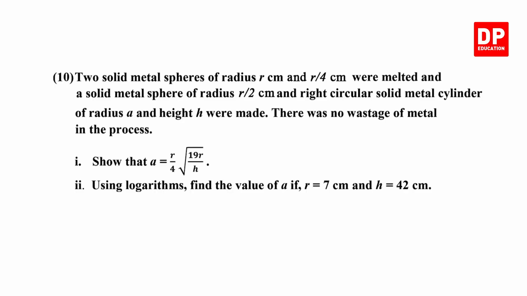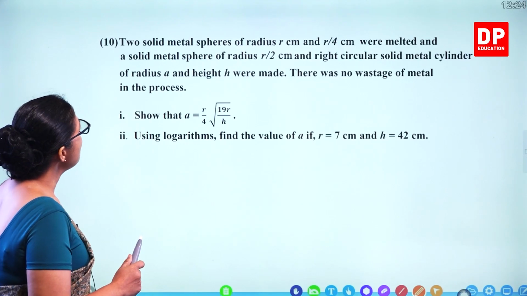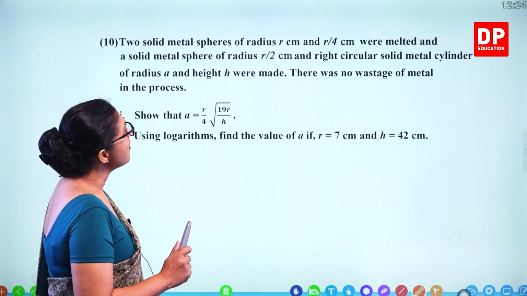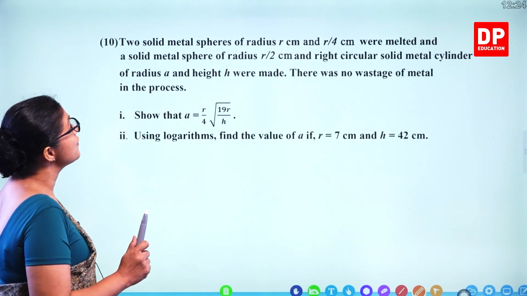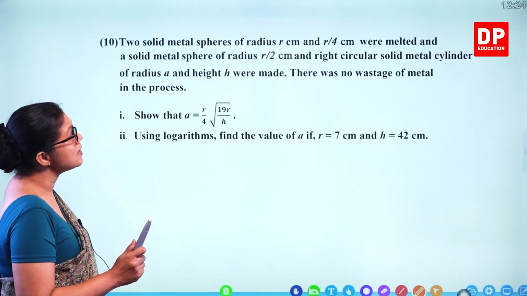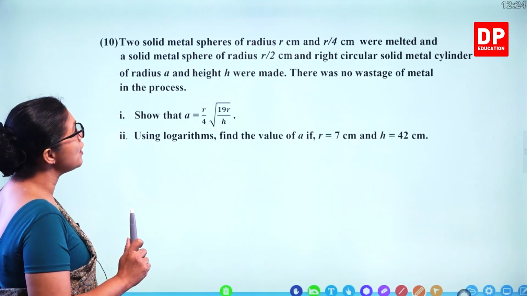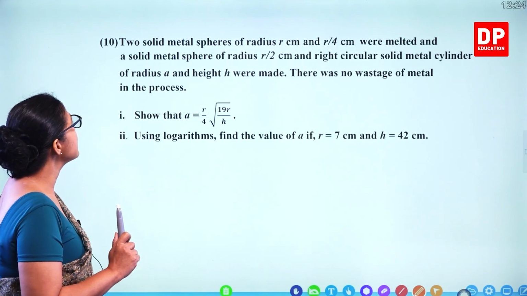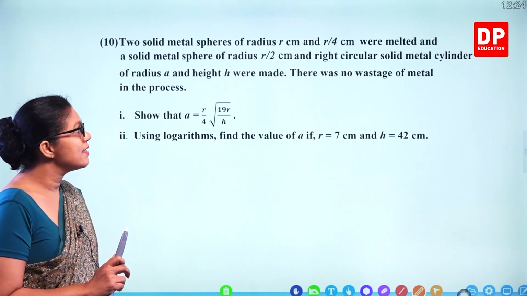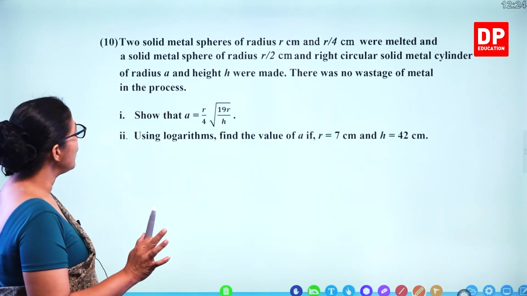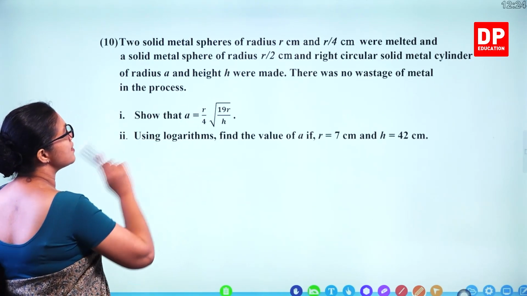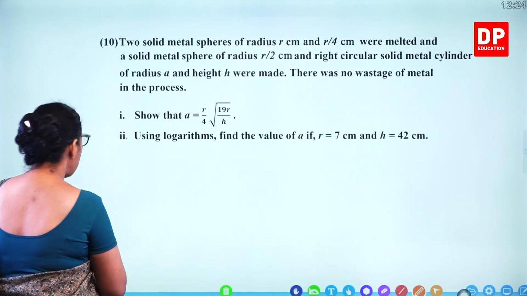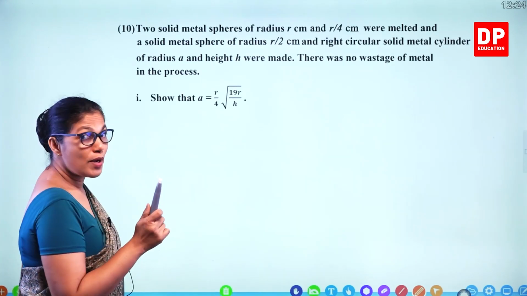Let's do question number 10. Two solid metal spheres of radius r and r over 4 centimeters were melted, and a solid metal sphere of radius r over 2 centimeters and a right circular solid metal cylinder of radius a and height h were made. So this is about volumes, and you need to prove that a equals this. So we'll do it separately. You have to read the question again.